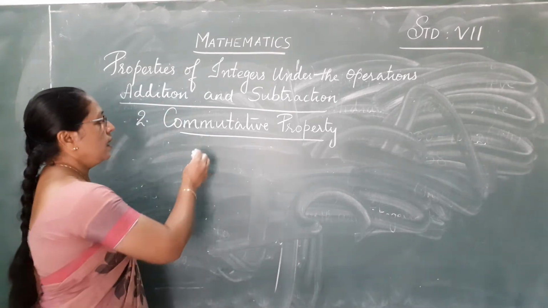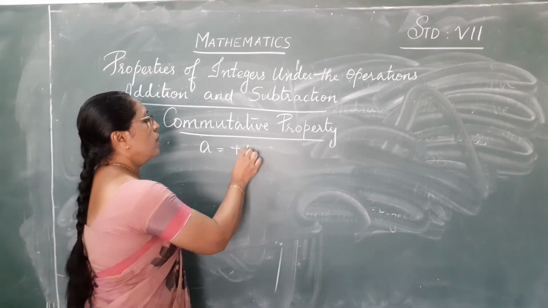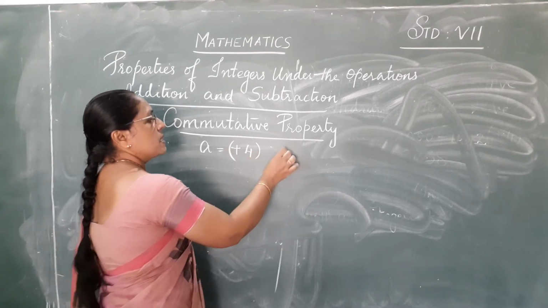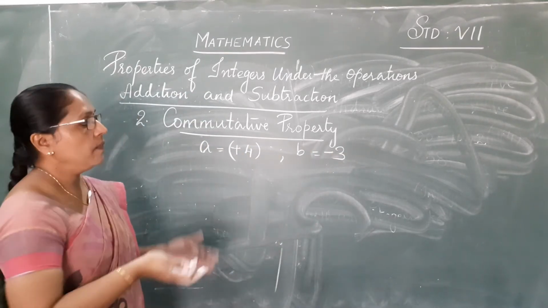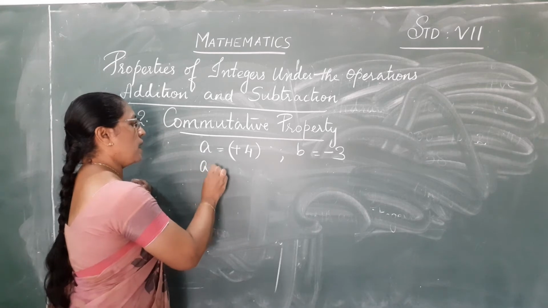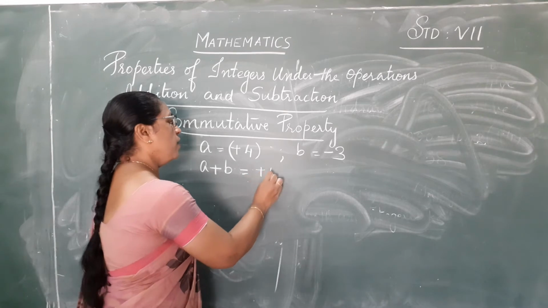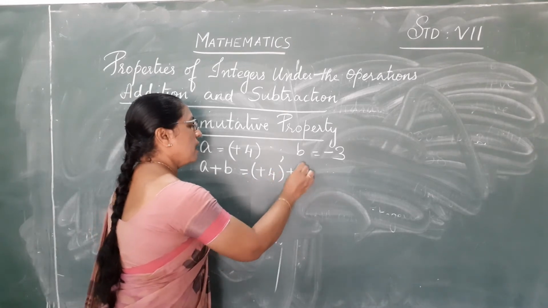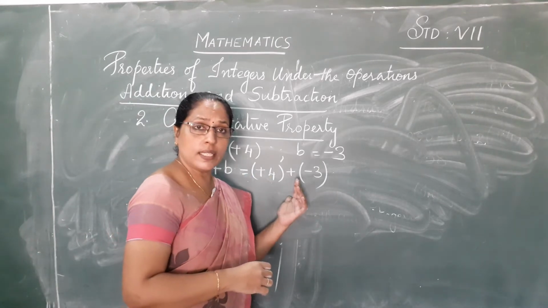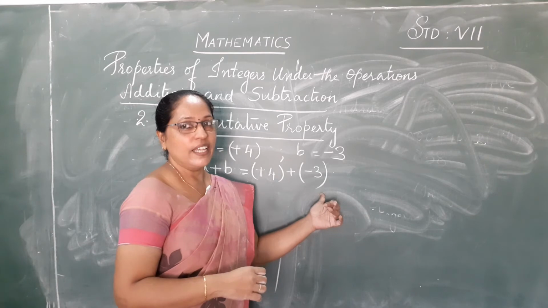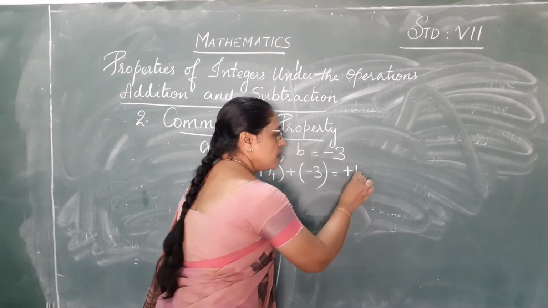For example, let's take two integers, a equal to positive 4 and b equal to negative 3. First let's add. a plus b is equal to, what do you get? Positive 4 plus negative 3. We know the rule of addition. So positive 4 plus negative 3 is positive 1.